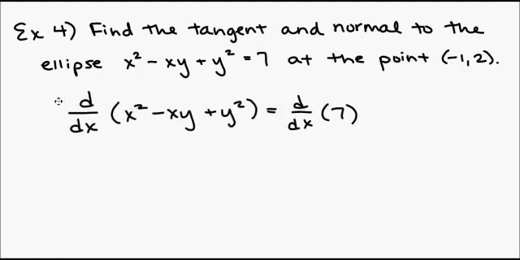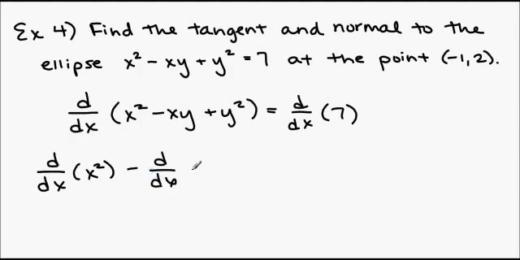And I can actually write this out also. This is one of your derivative rules. So d/dx of x squared. So I can just basically break this up. Minus d/dx of xy plus d/dx of y squared equals d/dx of 7.